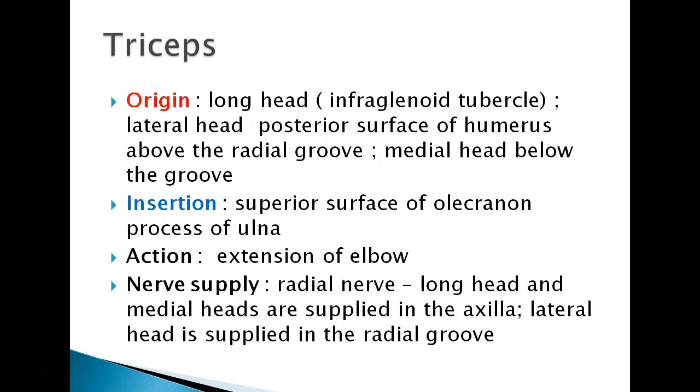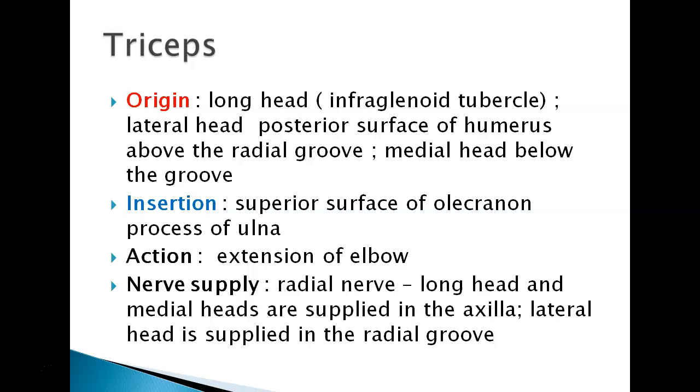Then we go to the triceps muscle. Triceps means three heads are there. So there are 3 heads, and the origin of triceps is long head is from infraglenoid tubercle. Lateral head is from the posterior surface of humerus above the radial groove, and the medial head again from the posterior surface of humerus below the radial groove. So there are 3 heads.